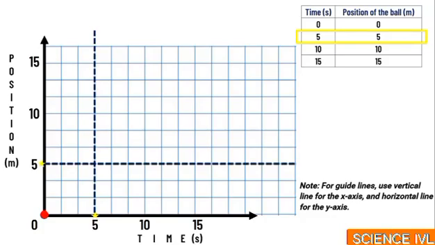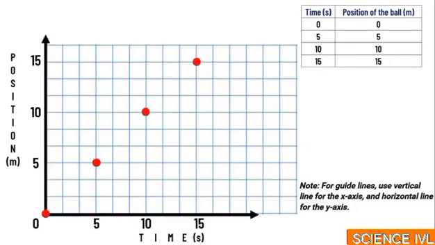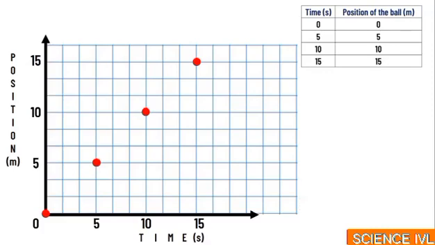If you have already mastered the plotting of data, you do not need to draw a vertical and horizontal line. We are using this step to easily locate the point of intersection. The point where x and y axis intersect is the place we are going to place the point. So in this case, we will plot the point in this place or position. Then in 10 seconds, the position of the ball is at 10 meters. And lastly, in 15 seconds, the position of the ball is at 15 meters.